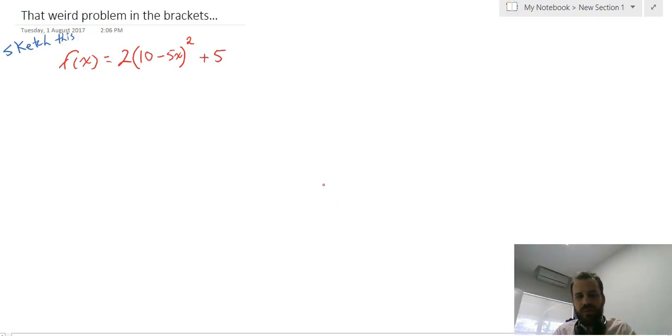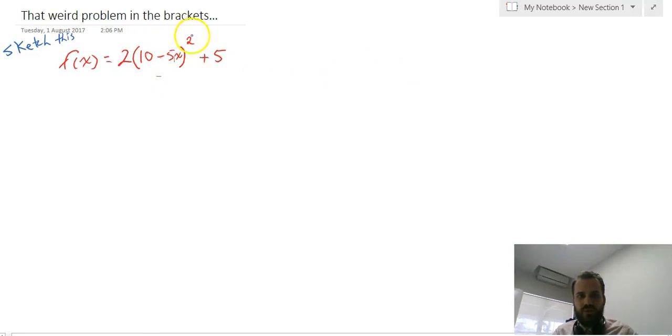So I think we've gotten pretty good at sketching quadratics, cubics, reciprocals, but there is a brand of question that we've been avoiding like the plague, and it's probably time to face up to it and actually deal with it. It's this kind of thing here. f of x equals 2 (10 minus 5x) squared plus 5. Now the problem lies inside of the brackets. I think you can already see it.